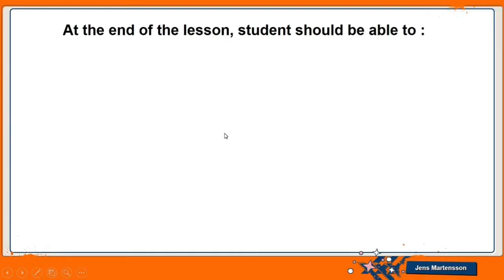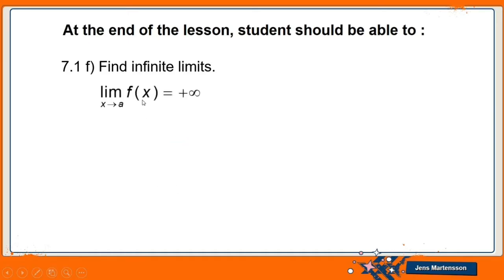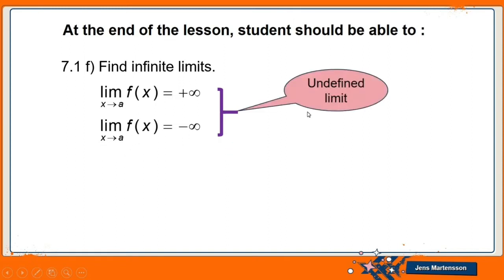At the end of the lesson, students should be able to 7.1f, find infinite limit: limit f(x) when x approaches a equals positive infinity, or limit f(x) when x approaches a equals negative infinity. And if the answer is positive infinity or negative infinity when x approaches a, we say that the limit is undefined.